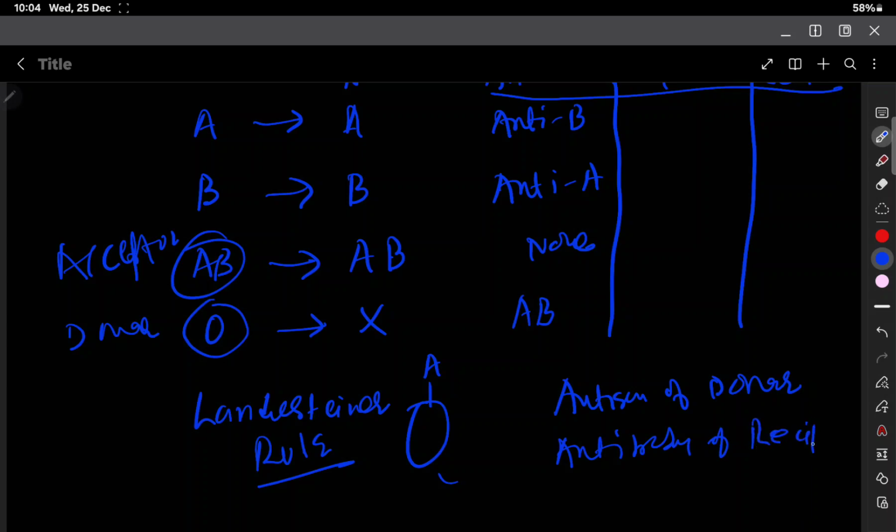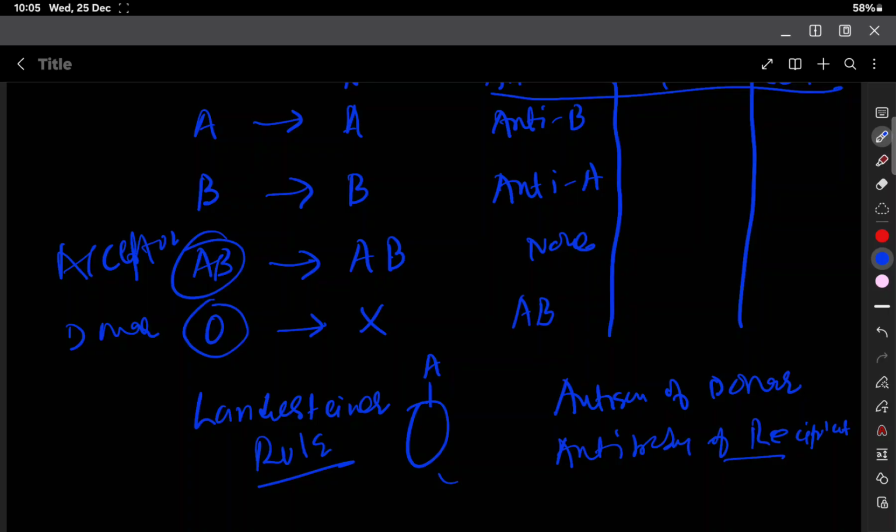Antibody of the recipient is considered. This means that the antibody of the donor and the antigen of the recipient are ignored. So the RBC of O has no antigen, so agglutination does not occur with any other blood group. So O blood group can be given to any blood group person, and people with this blood group are called universal donors, which I already told you. So we will go through this one first.